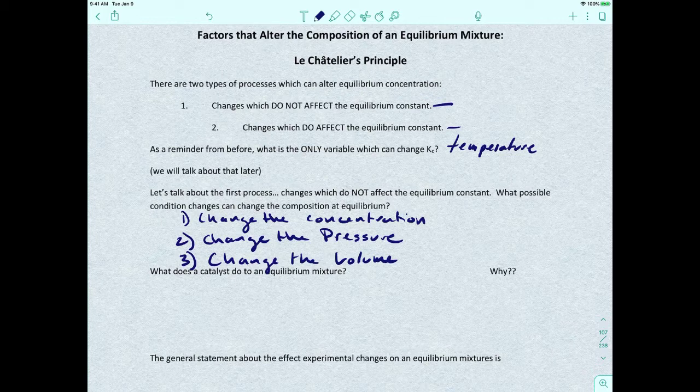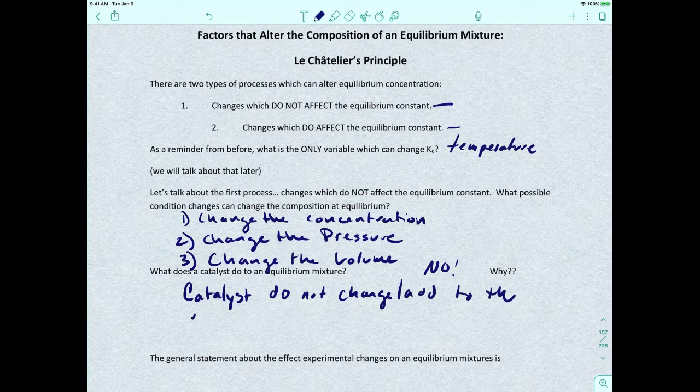Now, what does a catalyst do to an equilibrium mixture? Does that change things? No. So why does it not change? Keep in mind that catalysts do nothing to the energy balance. A catalyst only makes the reaction go faster by lowering the activation energy. So catalysts do not change or add to the energy balance.